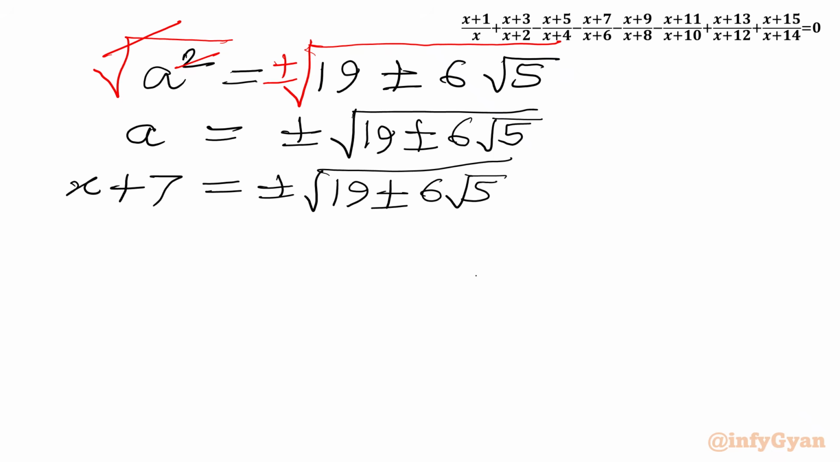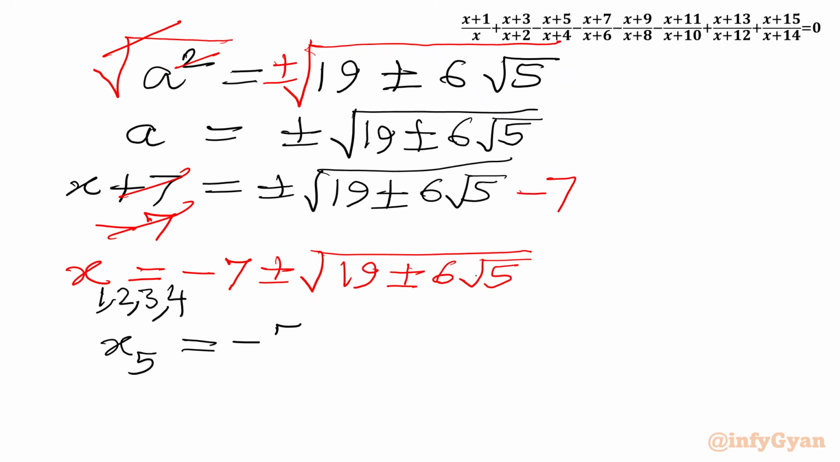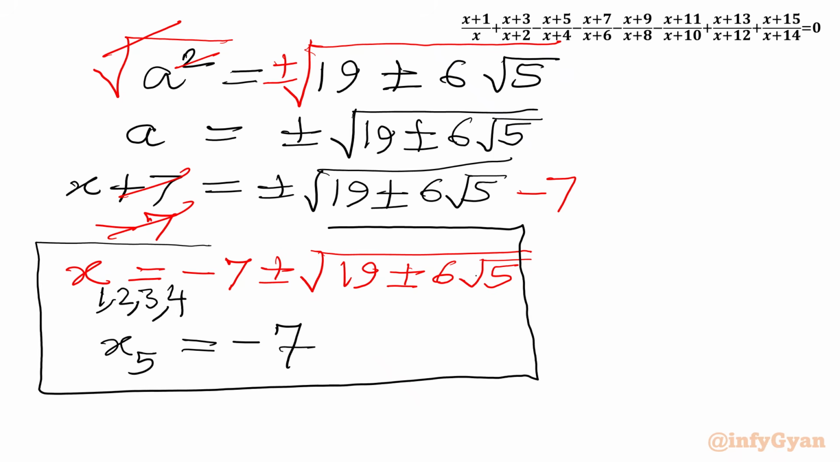To find the value of x, we do not want plus 7. So we will subtract 7 from both sides. We will get x equal to minus 7 plus minus square root of 19 plus minus 6 square root 5. So we have 4 solutions from here, if I write 1, 2, 3, 4. And our first real solution, I am writing here x5, it is minus 7. So overall we have 5 real values of x which will satisfy our equation.